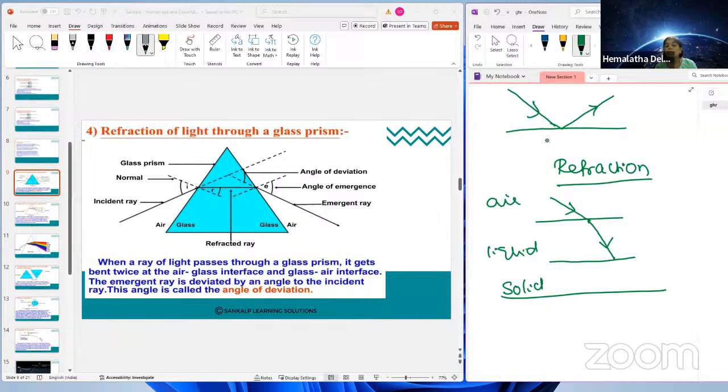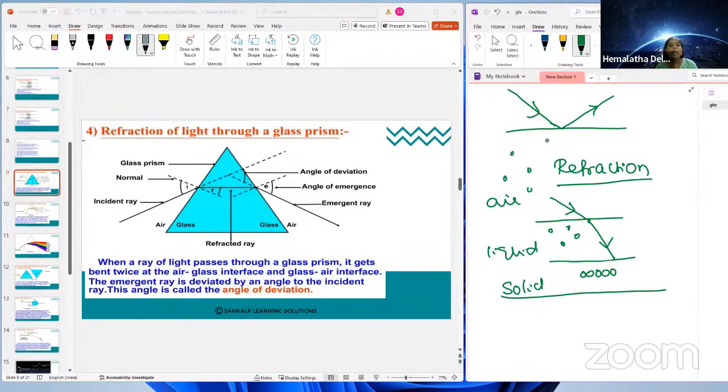Rarer and denser medium, how? Depending upon the arrangement of molecules. In air, how will the molecules be arranged? Like this. Correct or not? In the liquid, molecules are arranged like this. Now, in the solid medium, how are the molecules arranged? They are tightly packed. So the density of the solid is more when compared to liquid and air. So solid is the denser medium when compared to liquid and air.